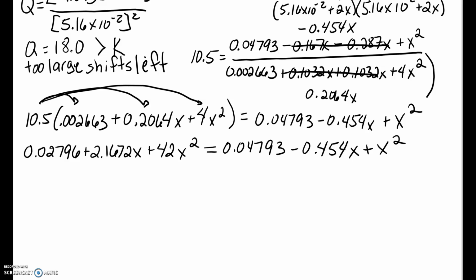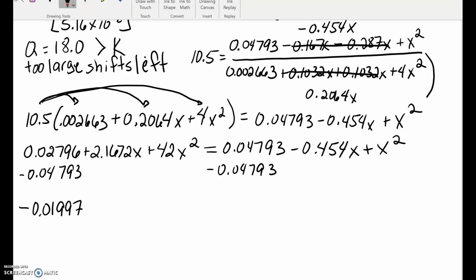So I'm going to subtract 0.04793. And now when we do addition and subtraction, we have to have like terms, so we have to subtract that from the number with no x. And we get negative 0.01997.